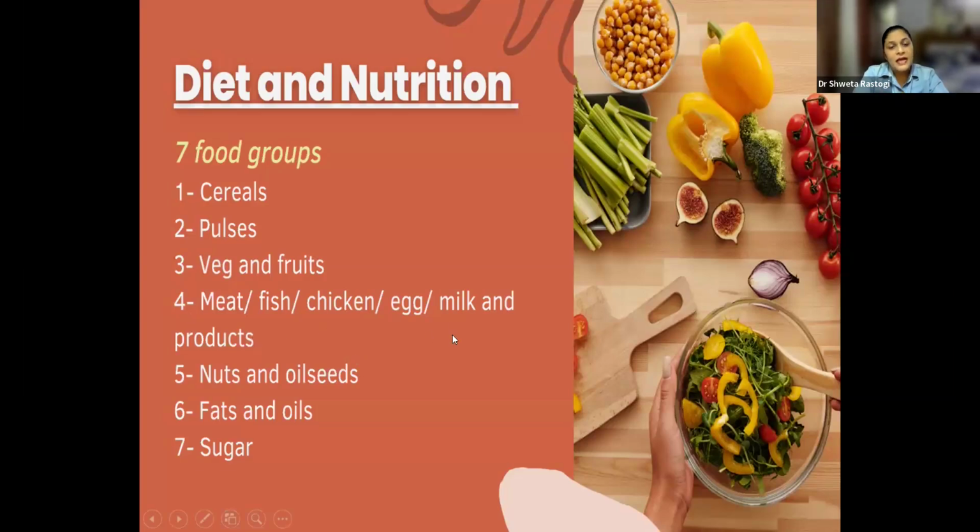Next category is the animal food category, which is meat, fish, chicken, egg, milk, and milk products. So all the animal foods will fall under this particular category. Whenever we refer to this category, we will always encourage patients using the lean meats, first thing. Second thing is, as far as possible, it should be fresh, not the frozen ones or not the ones which are packaged. Then is nuts and oilseeds.